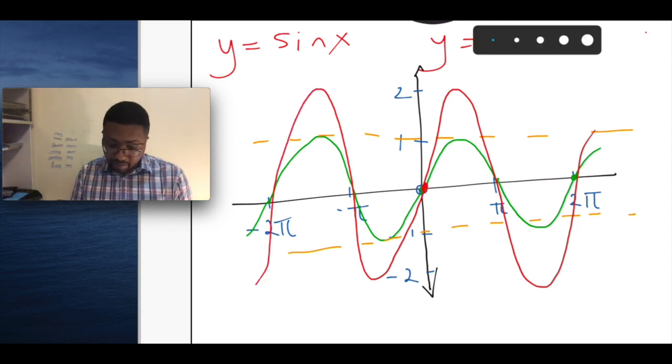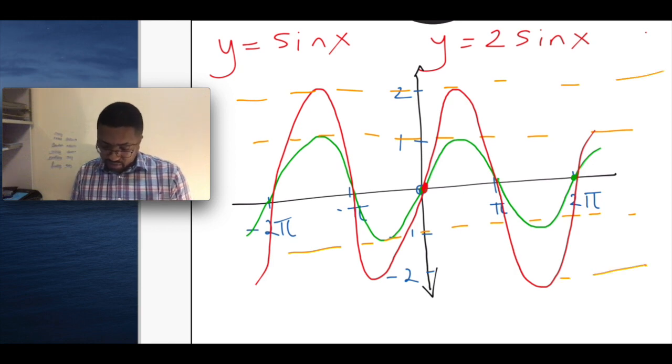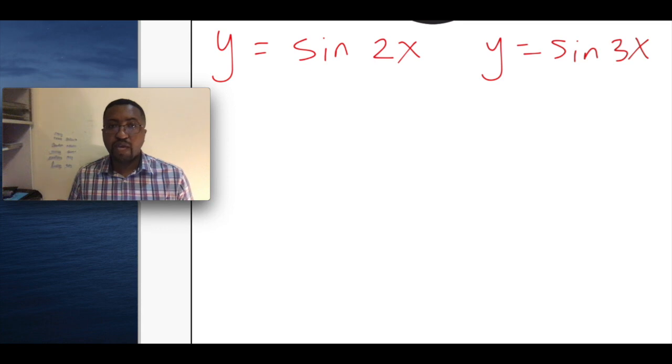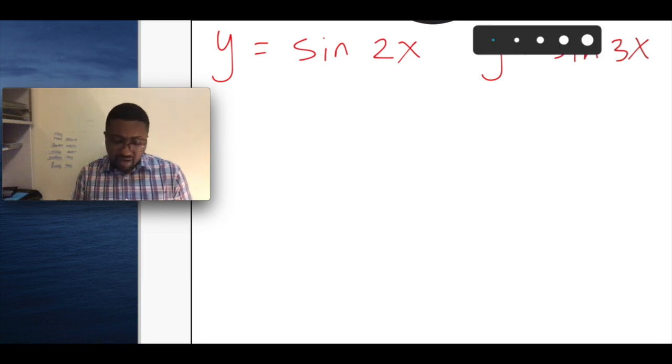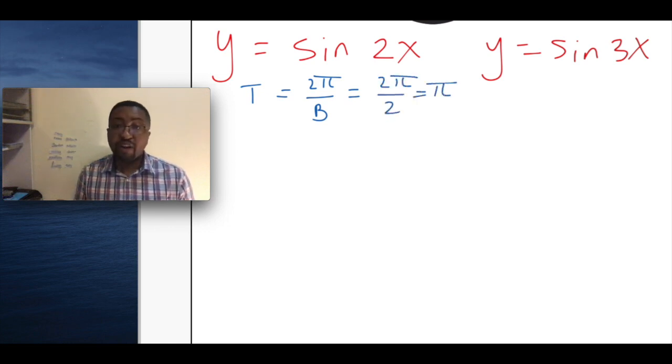Again, it is going to be bounded between +2 and -2. y is equal to sine of 2x and y equal to sine of 3x. So here the period, call it T, is 2 pi divided by b, and b in our situation is 2 here, so you have 2 pi over 2, which is pi. So the period for this graph is pi.